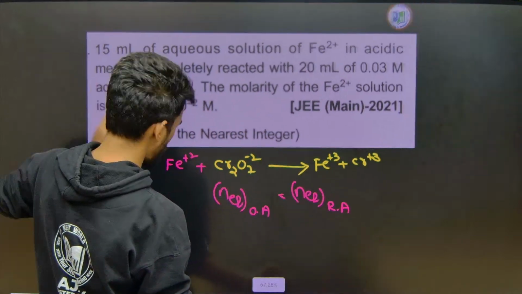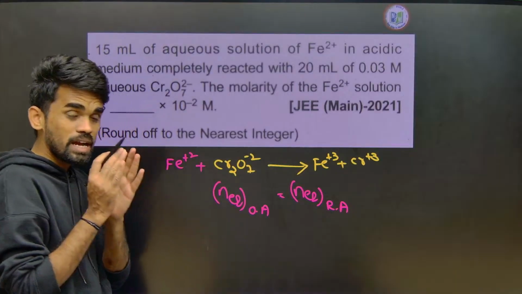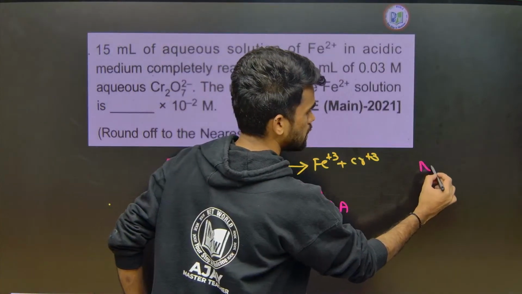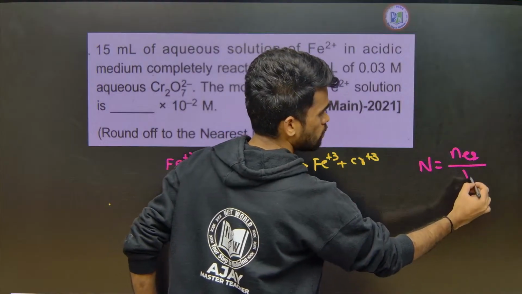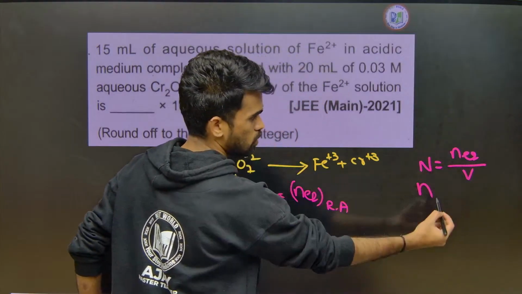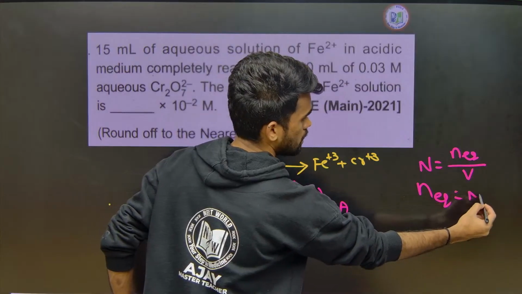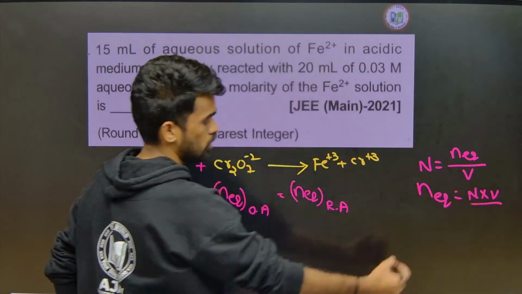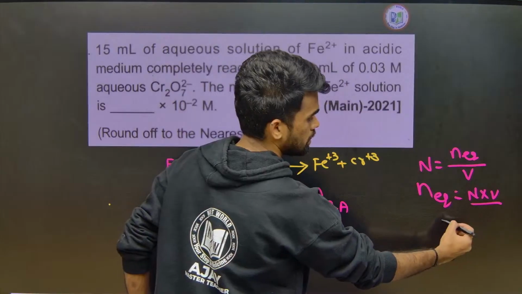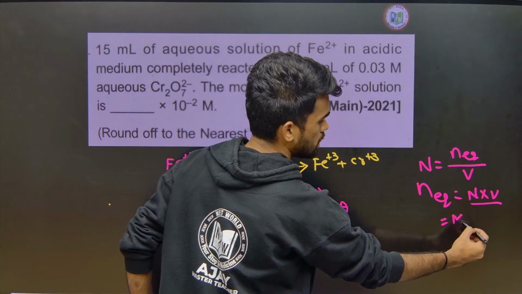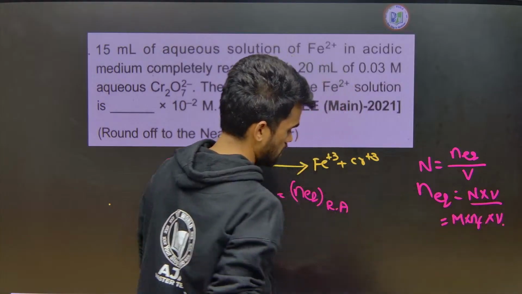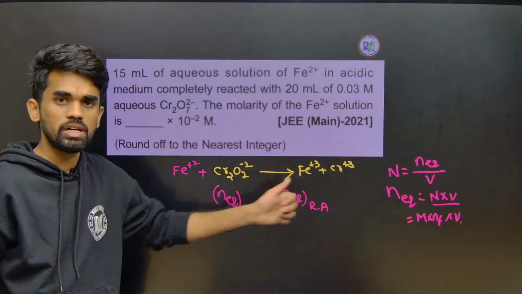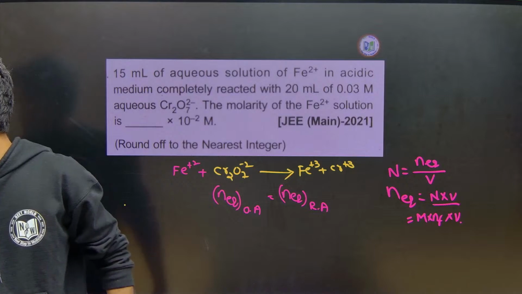Here the equivalence formula is given by normality. What is normality? Normality equals number of equivalents divided by volume of solution. Number of equivalents, I can write as capital N, normality, into volume. And normality equals molarity into n factor. So this is the relation we need to use here so that we will get the final answer.